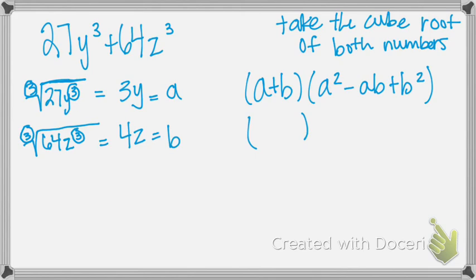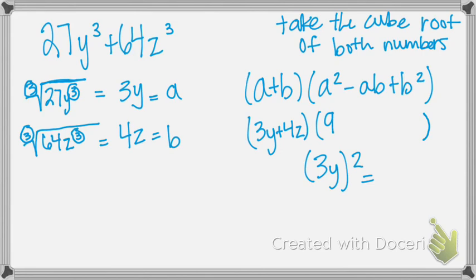Dalton, what's my first set of parentheses going to say? 3y plus 4z. Good. 3y plus 4z. All right. A squared. Kimberlyn, what's A squared? If A is 3y, and I square that, 3 squared is 9. And y times y is y squared.